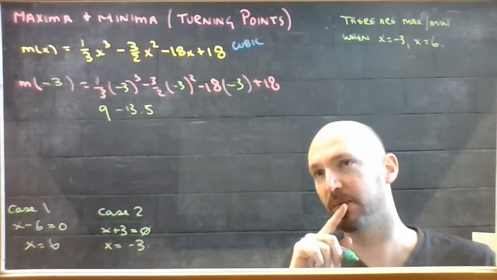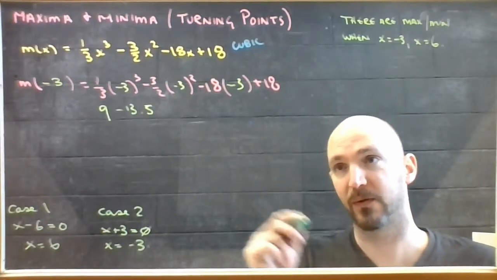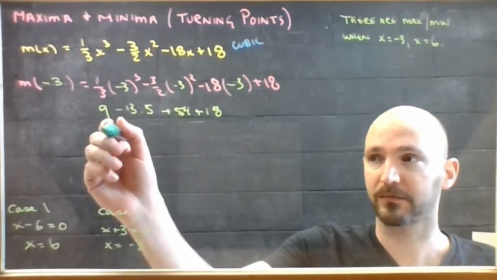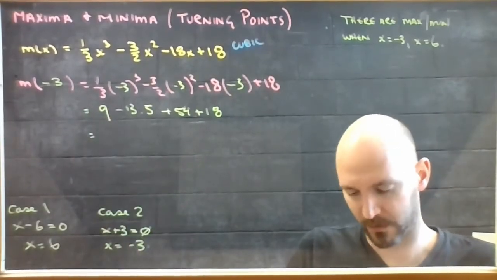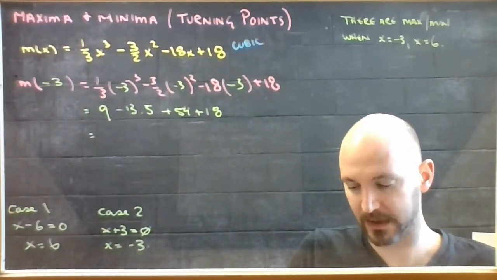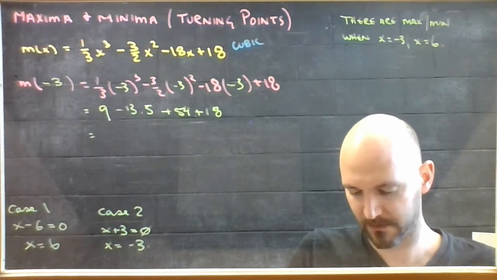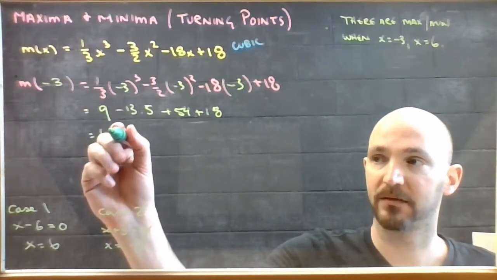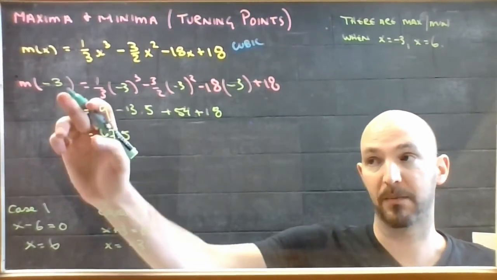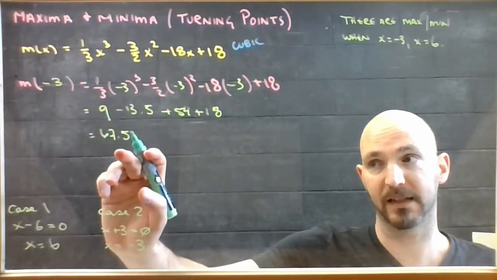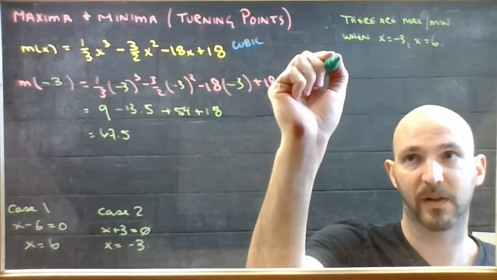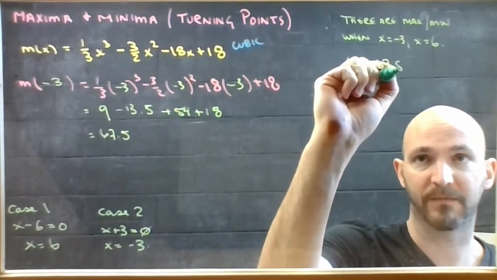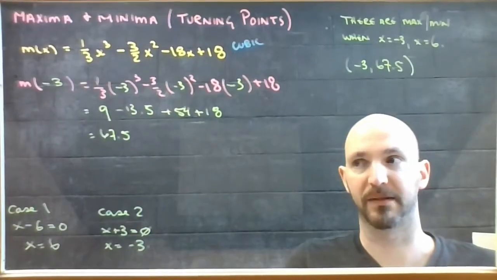3 times 18 would be 30, and 24 is 54, plus 18. So 54 and 18 and 9 minus 13.5 gives me 67.5. So I put in -3 for the x, and I got 67.5 for the y. So I have -3, 67.5 as one of my points.